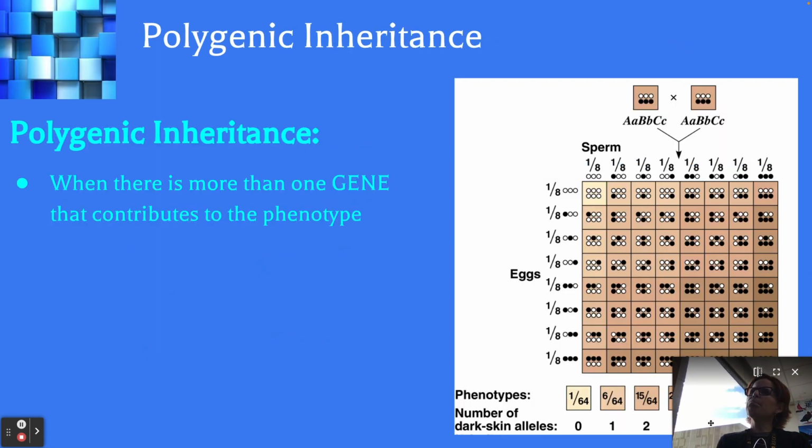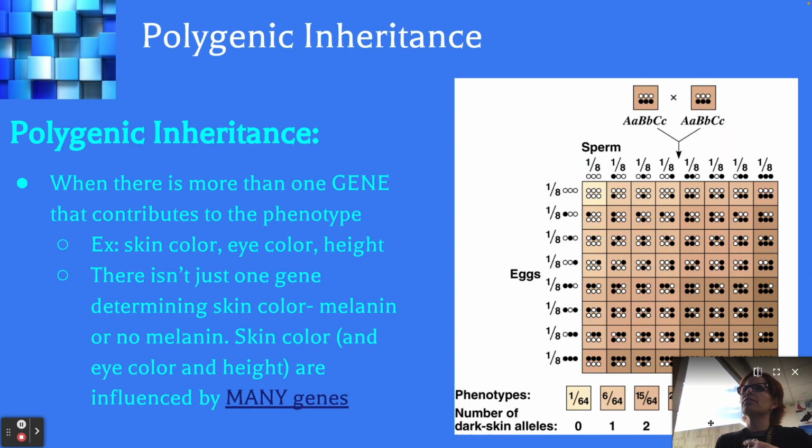Okay, and then polygenic inheritance. It's so easy to mix up some of these words. What does poly mean? Many, and then gene. So this means that many genes are involved in determining a particular characteristic, like skin color, eye color, height. Those are some of the classic ones.